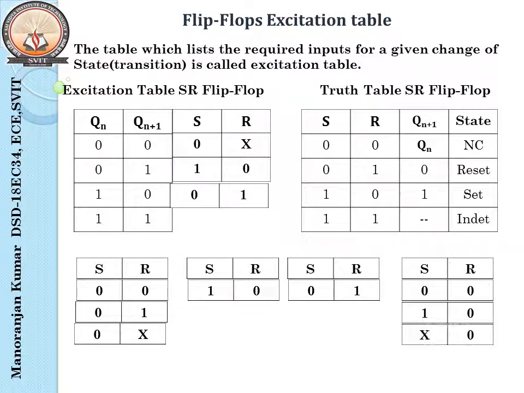If I summarize this, I'll get X and 0, where X is don't care, that means it can be either 0 or 1, and R will be 0. So this particular value we can take for output combination 1 1. So finally whatever we have got, that is your excitation table of SR flip-flop. Hope it is clear for all of you.